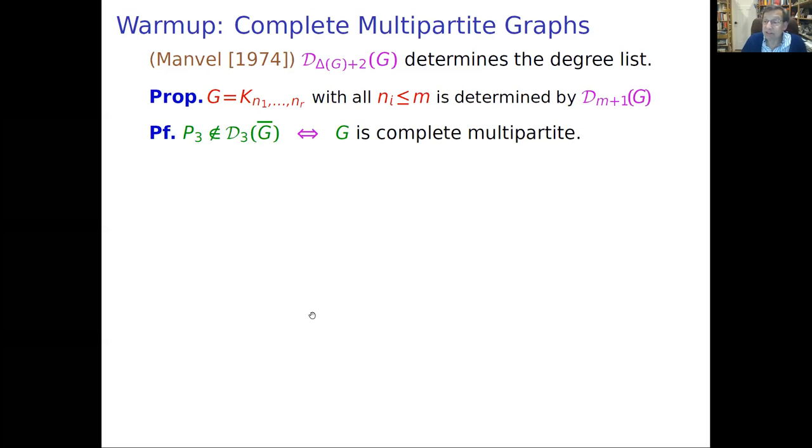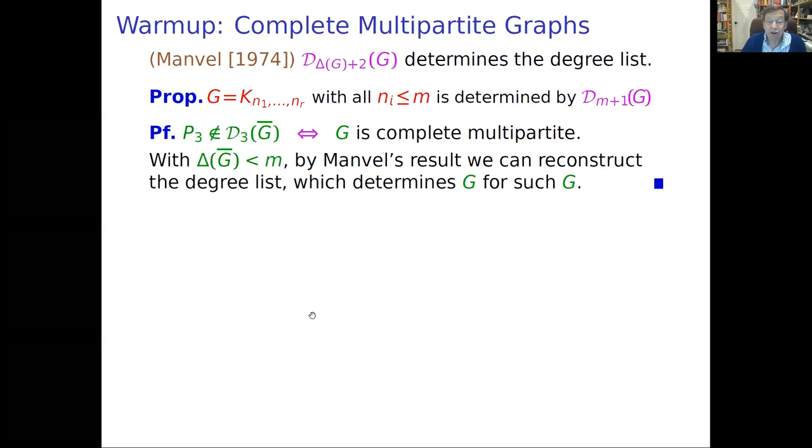And once we know that G is a complete multipartite graph, all we need to know is the degree list. So since the maximum degree in the complement will be less than m, Manvel's result enables us to reconstruct the degree list, which determines the graph now that we know that it's complete multipartite.